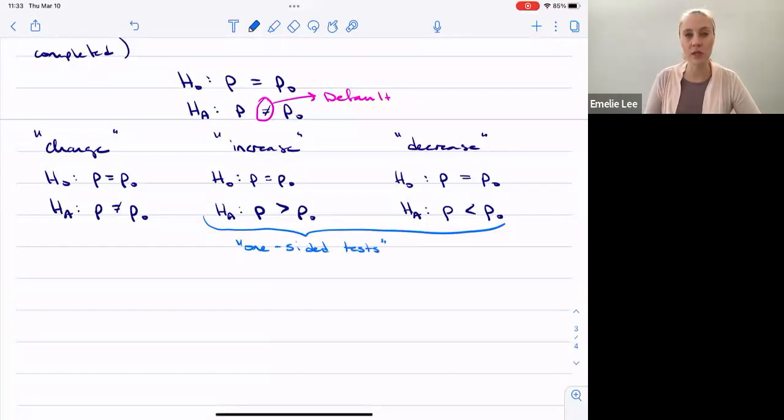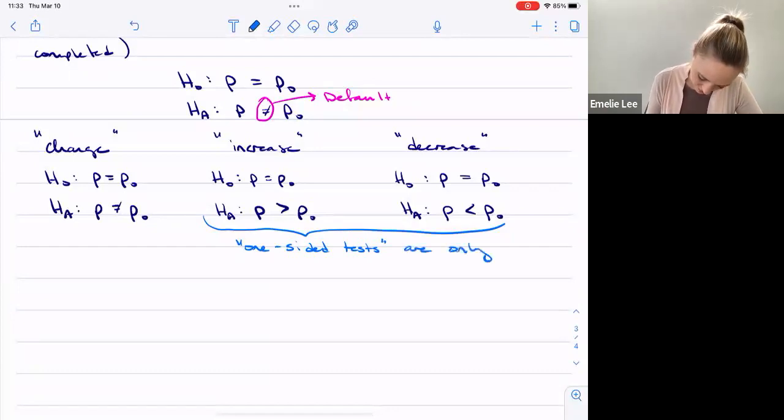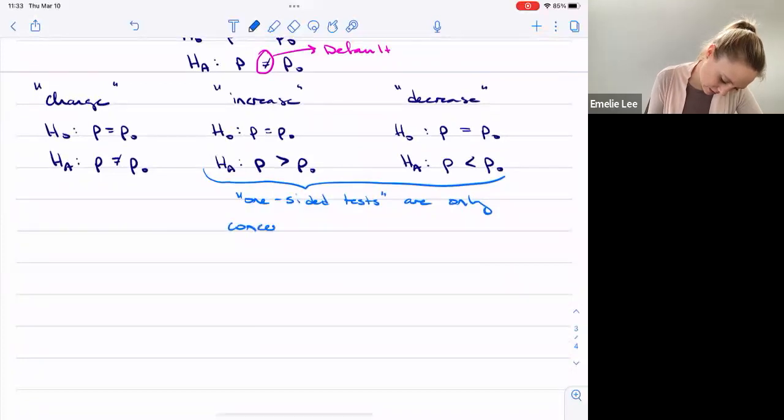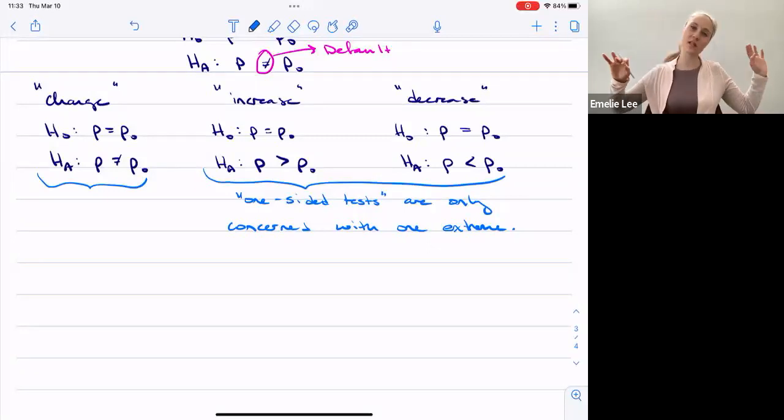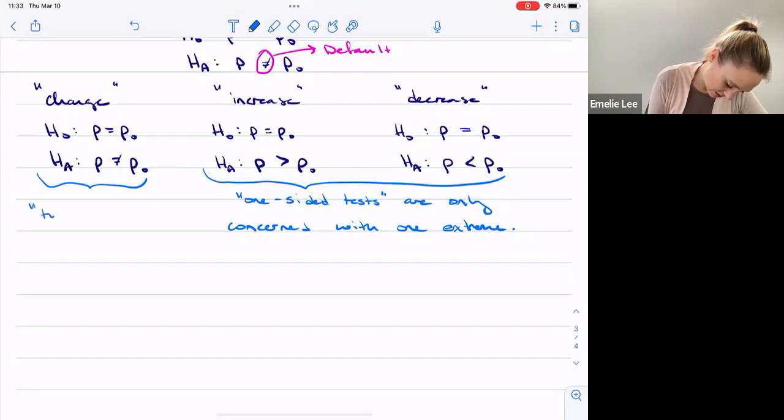They're only concerned with one extreme. Whereas this is what we call a two-sided test, right? So if I just want to know, well, is there a difference, then I don't care if it's less than or greater than, I'm covering both bases. So this is what we call a two-sided test.